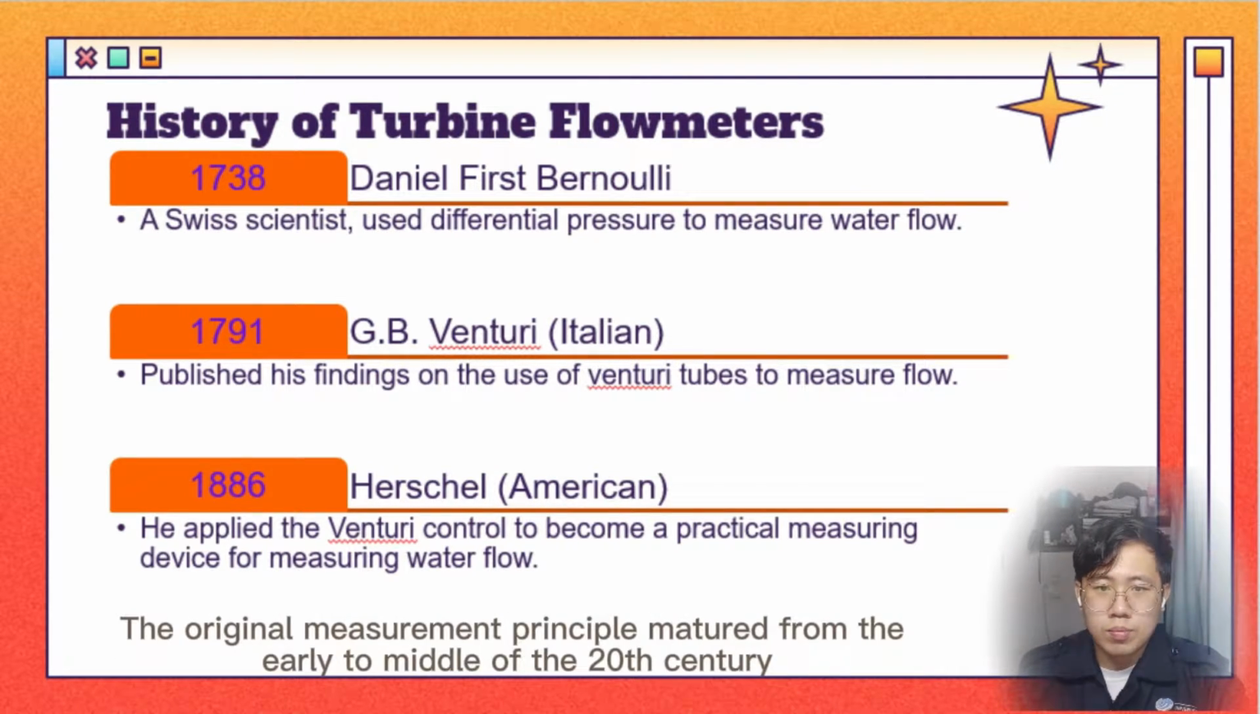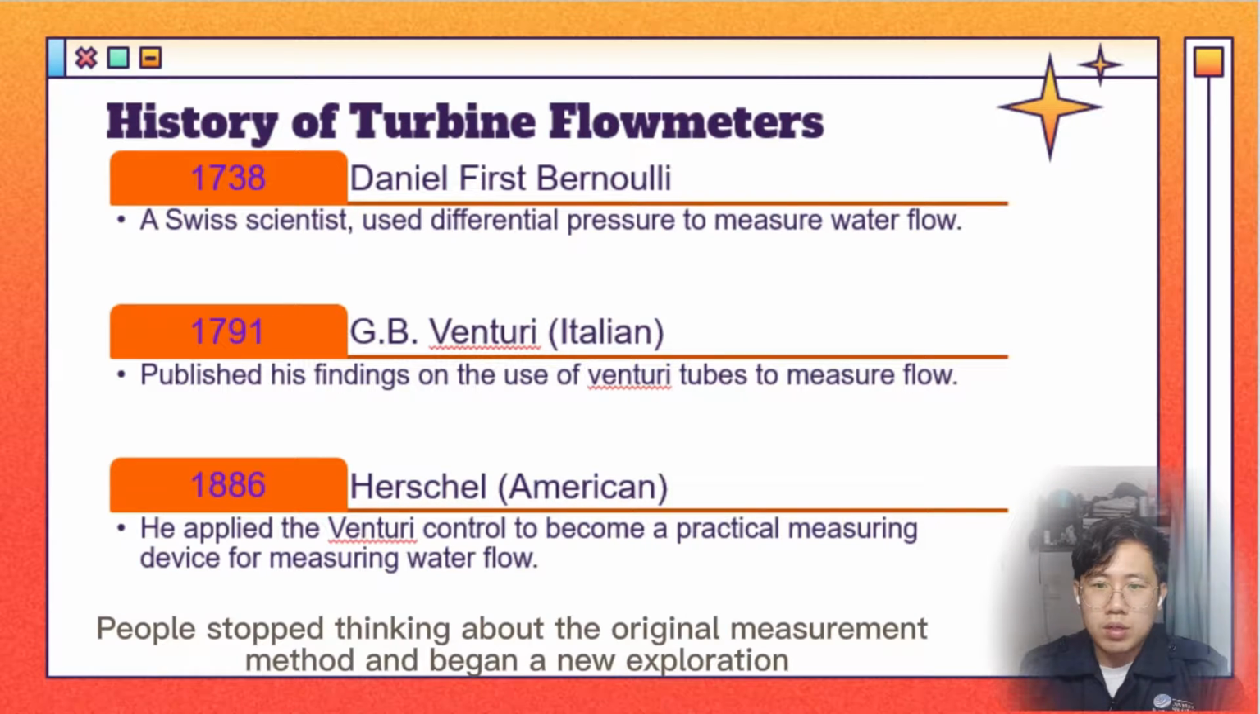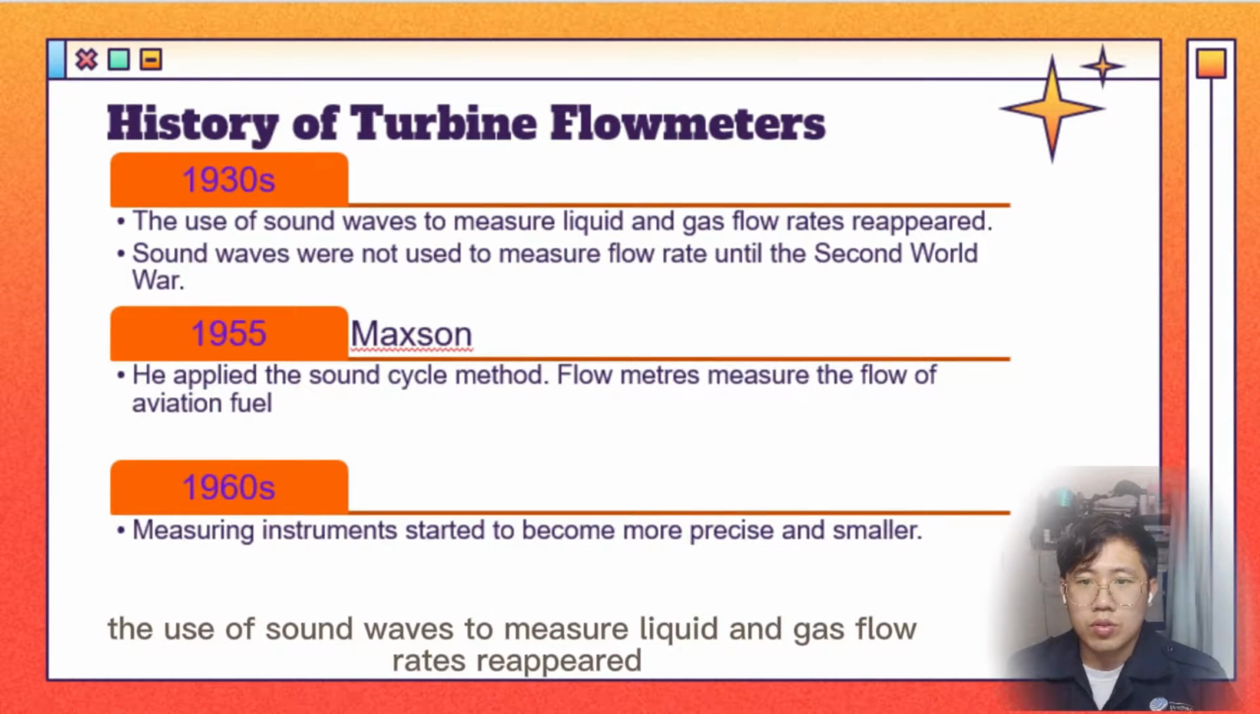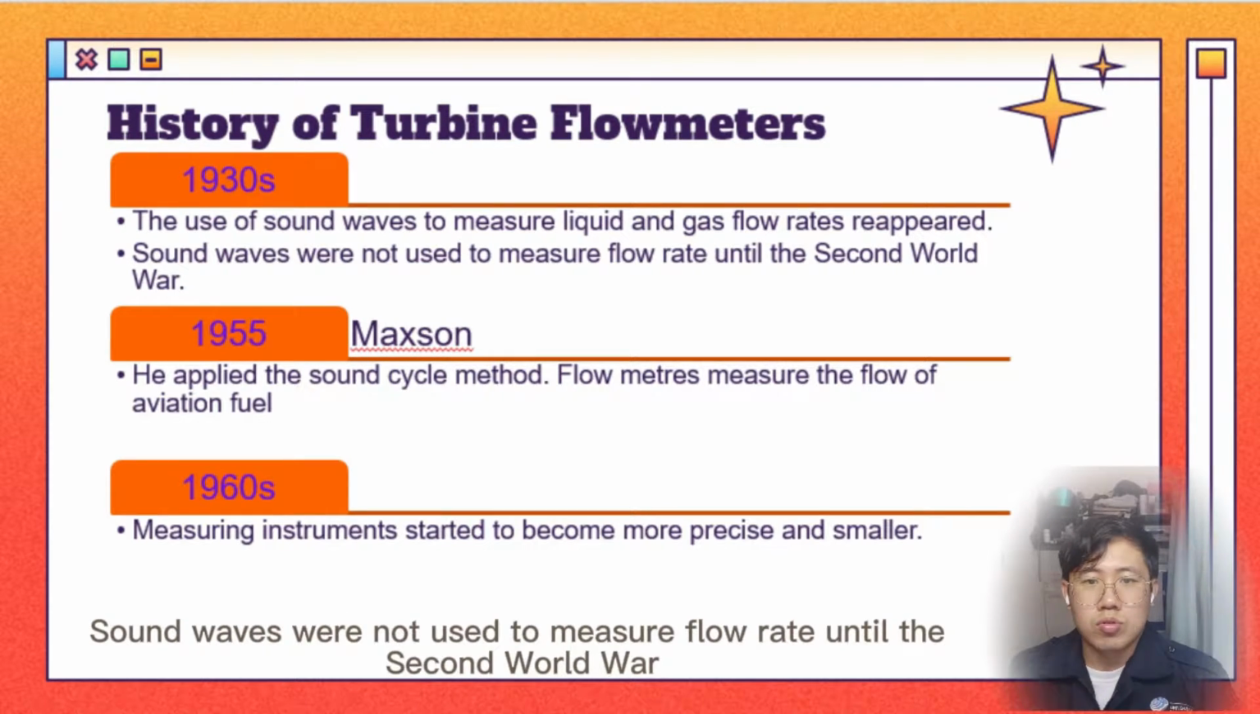The original measurement principle matured from the early to the middle of the 20th century. People stopped thinking about the original measurement method and began a new exploration. In the 1930s, the use of sound waves to measure liquid and gas flow rate reappeared. Sound waves were not used to measure flow rate until the Second World War.